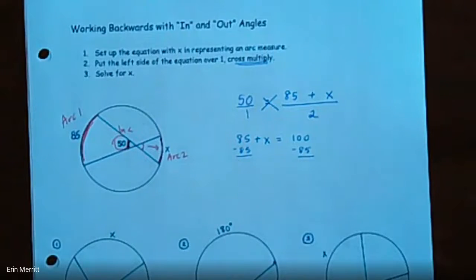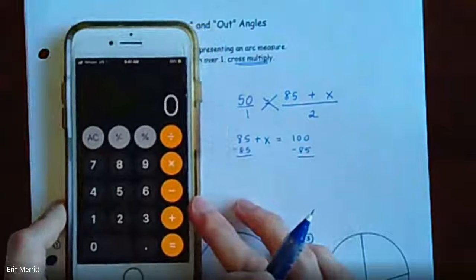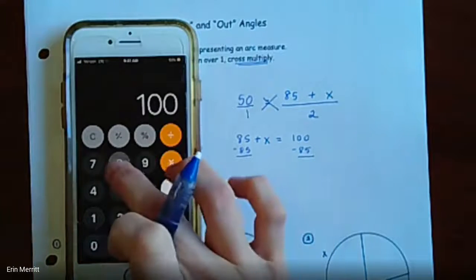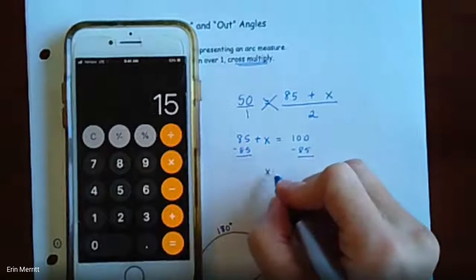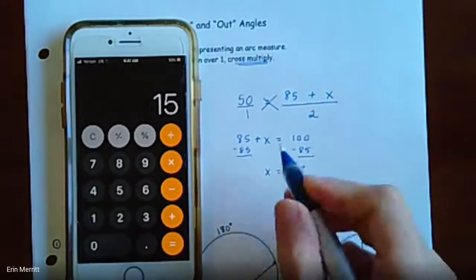Keep in mind, guys, I can show you as an example, you can absolutely just use your calculator right from your phone. So if you don't have a graphing calculator or scientific calculator at home, use your phone. So 100 and then minus 85, there you go. There's that 15 degrees that the arc is.